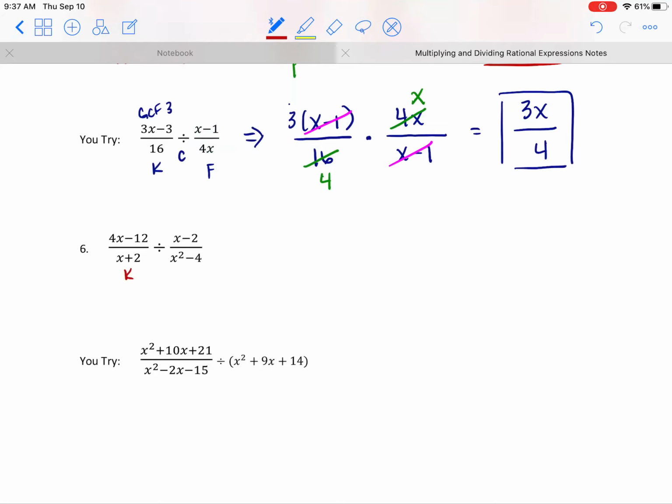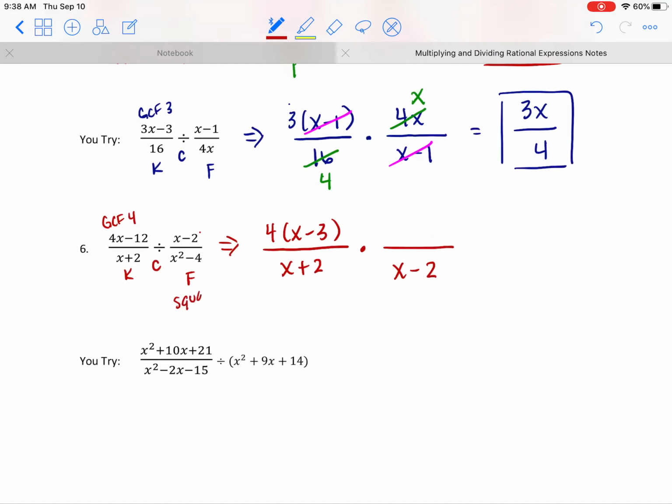We're going to keep this fraction the same, but again, we can take out our GCF of 4 here. So this becomes 4 times x minus 3 over, can't do anything with x plus 2. We're going to change this to multiplication, and then we're going to flip this fraction. So x minus 2 goes to the bottom, and the x squared minus 4 is going to be moving to the top, but it is a difference of squares.